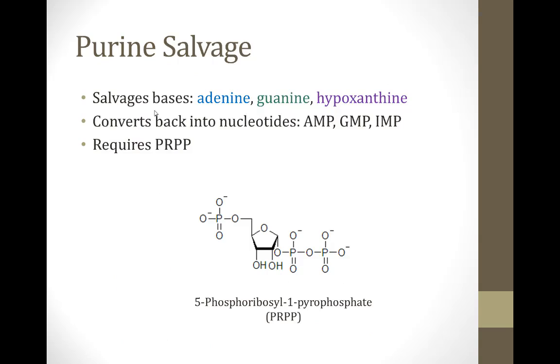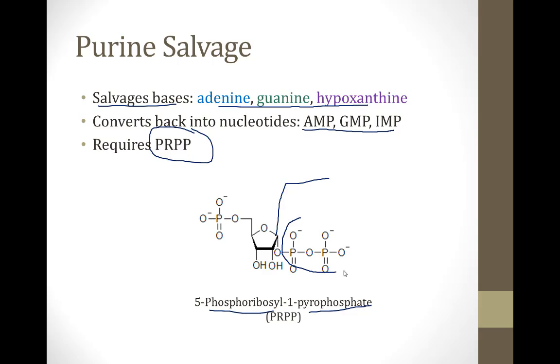salvage. So purine salvage will salvage the bases adenine, guanine, and hypoxanthine and convert them back into the nucleotides AMP, GMP, and IMP. In order to do that, you need that molecule we talked about before called PRPP. Recall that PRPP is phosphoribosyl pyrophosphate, and it is basically a nucleotide with no base over here. Instead, it has two phosphate groups. So what the cell will do is take this molecule and add it to one of the free bases and lop off the two phosphate groups, and then you will have a nucleotide again.